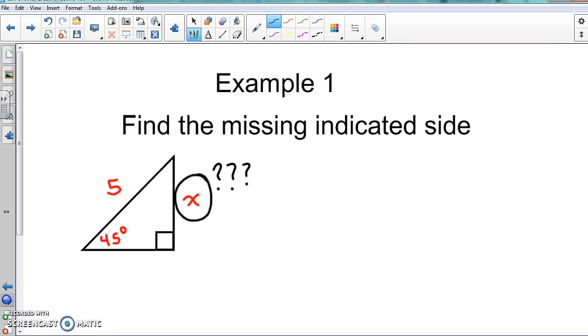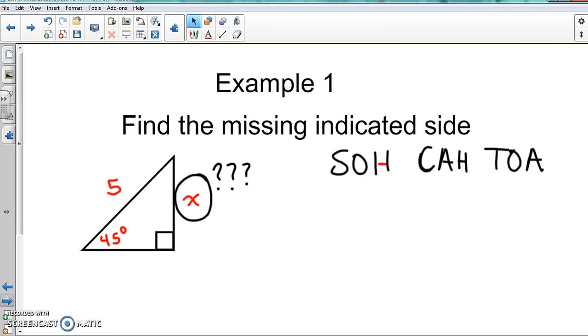So we have to think about SOH CAH TOA. Let's bring that back up here. Some people say it differently, but we have all of these things. Again, we know sine of theta, or x, or whatever you put there, is opposite over hypotenuse. We know that.